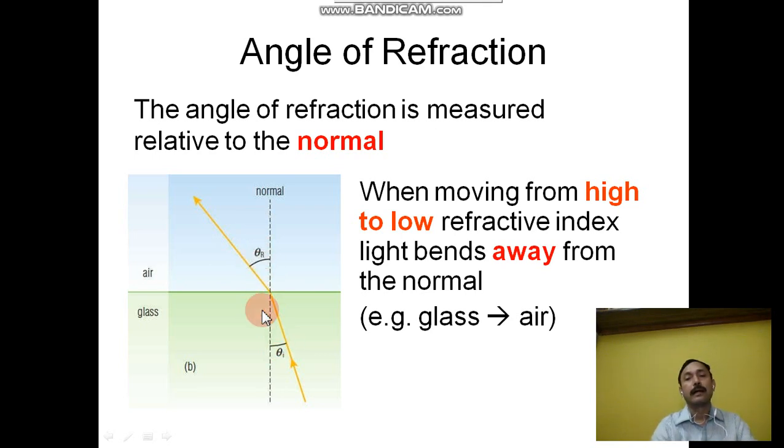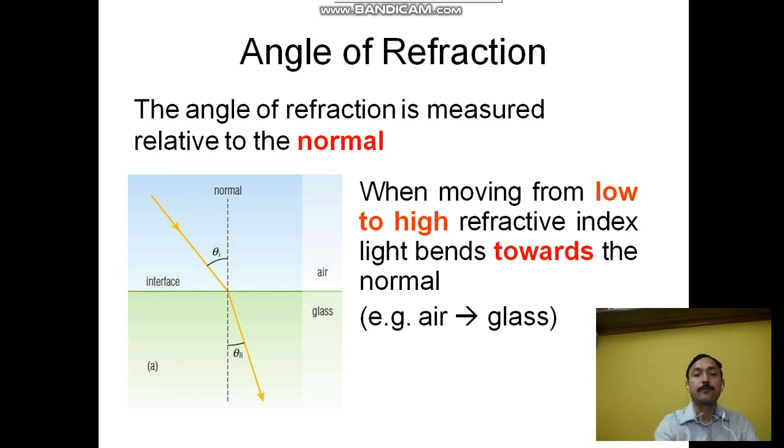So when light comes from glass to air, that means from the denser medium to the rarer medium, the refracted angle becomes more, or the refracted angle increases. But when light comes from the rarer medium to the denser medium, the refracted angle decreases, that is, it moves towards the normal.